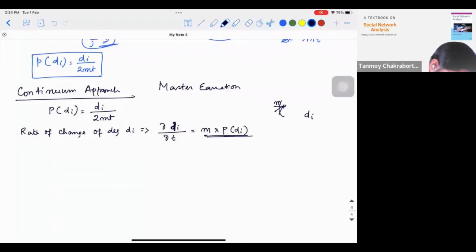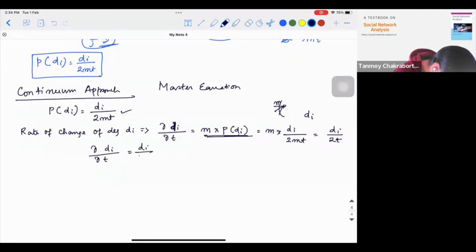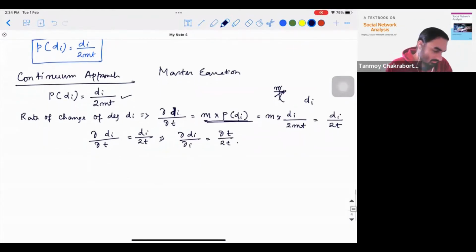Okay. Now this is m times, we already know that p of di is this one. So di by 2mt, which is di by 2t, right? So we get dDi by dt is di by 2t, right? Which is dDi by di is dt by 2t, right? So what we do now, very obvious, we take the integral on both sides, right?